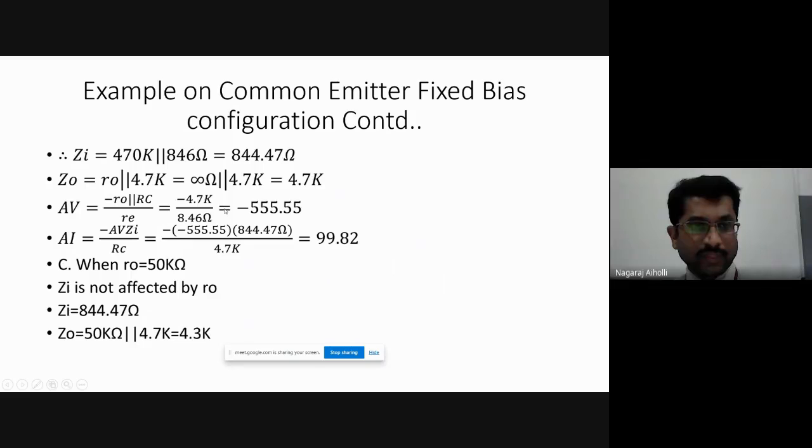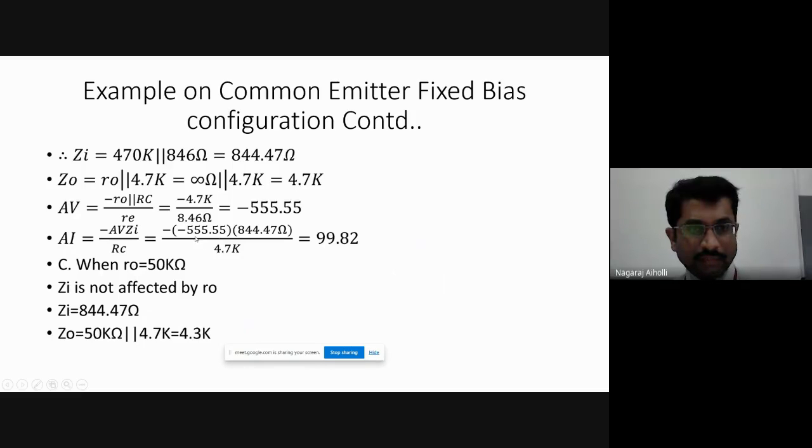Next is the gain equation, minus small R0 parallel capital RC divided by small RE. That is minus R0 parallel capital RC, which will be capital RC only because the output resistance is very large. So it is minus 4.7K divided by 8.46 ohms, that will be minus 555.55.